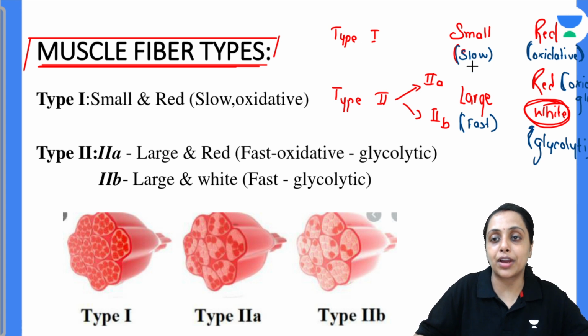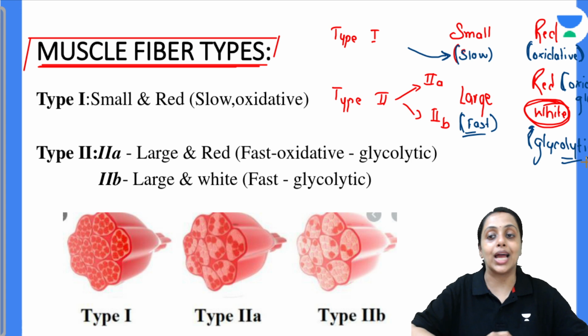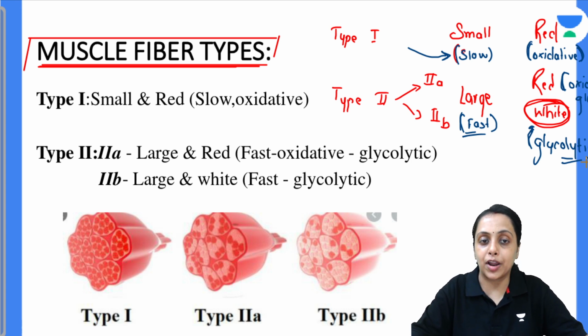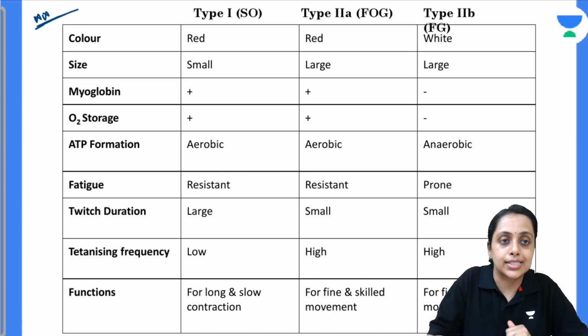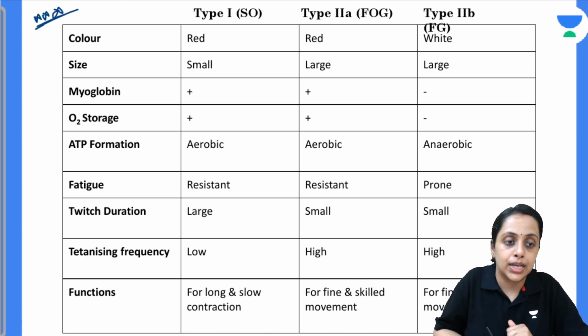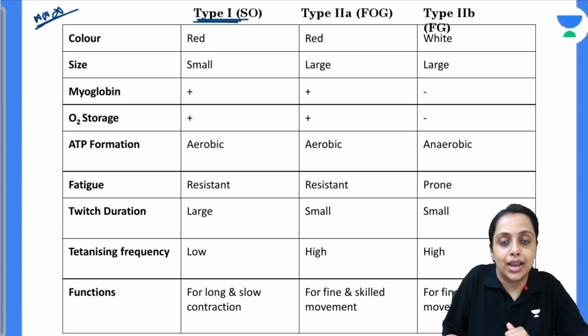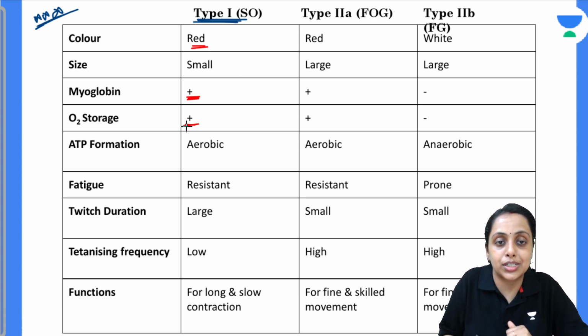Okay, so type 1 fiber is known as slow oxidative fiber. Type 2A is known as fast oxidative glycolytic fiber. Type 2B is known as fast glycolytic fiber. Is this clear, everyone? So now coming to this important chart, this is very, very important. See what happened. Type 1 fiber, it is a red fiber. So presence of myoglobin is there. So oxygen storage is there. So ATP formation kaise hoga? Aerobic pathway se hoga. Theek hai?